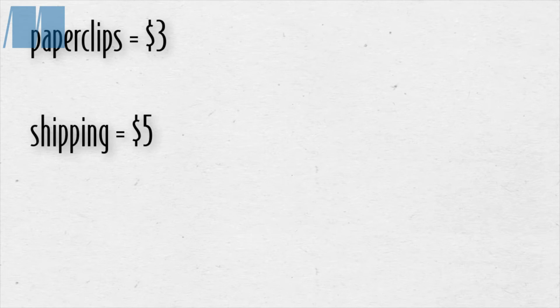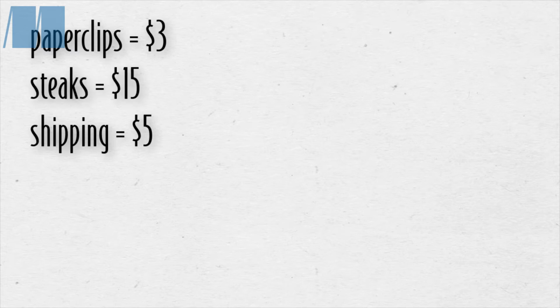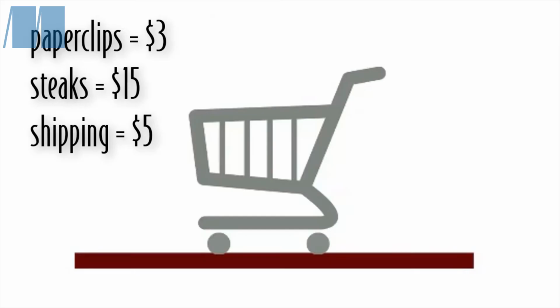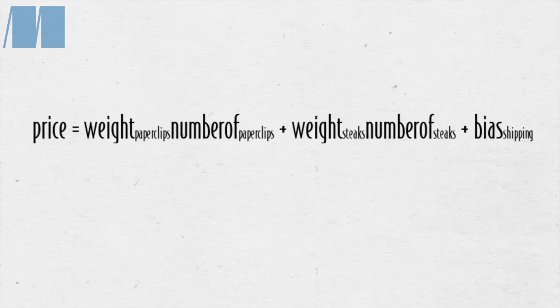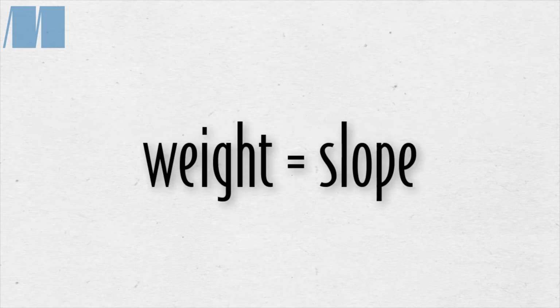The idea of weights may make a little bit more sense if we look at more than one feature. For example, if we were trying to find the price based on the number of paper clips we're buying and the number of steaks we're buying, we might find that the price increases based on the steaks much more strongly than on the paper clips. In other words, the steaks have more weight. In math terms, this might become price equals the weight of the paper clips times the number of paper clips plus the weight of the steaks times the number of steaks plus the bias, which is the shipping. In this case, we're changing what we call the slope, but don't get confused here. That's all it is. It's just a generalization of y equals mx plus b.